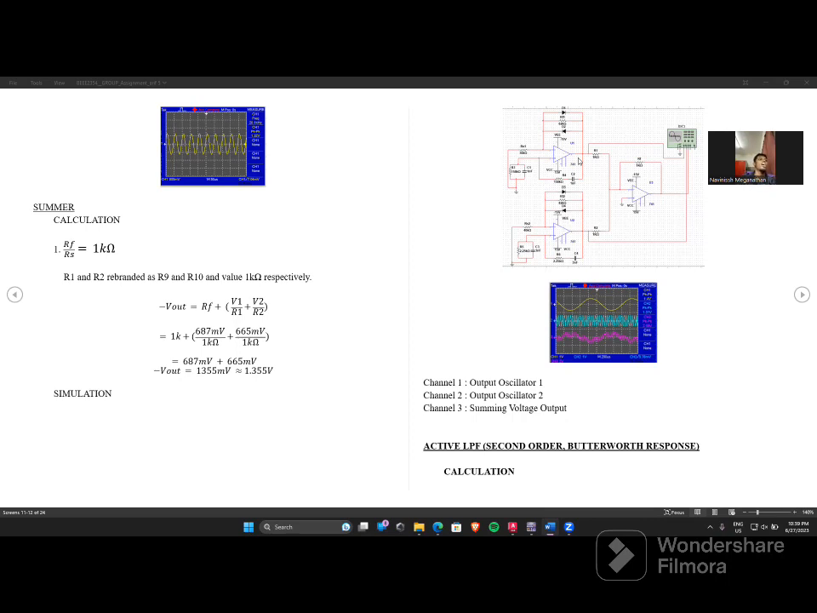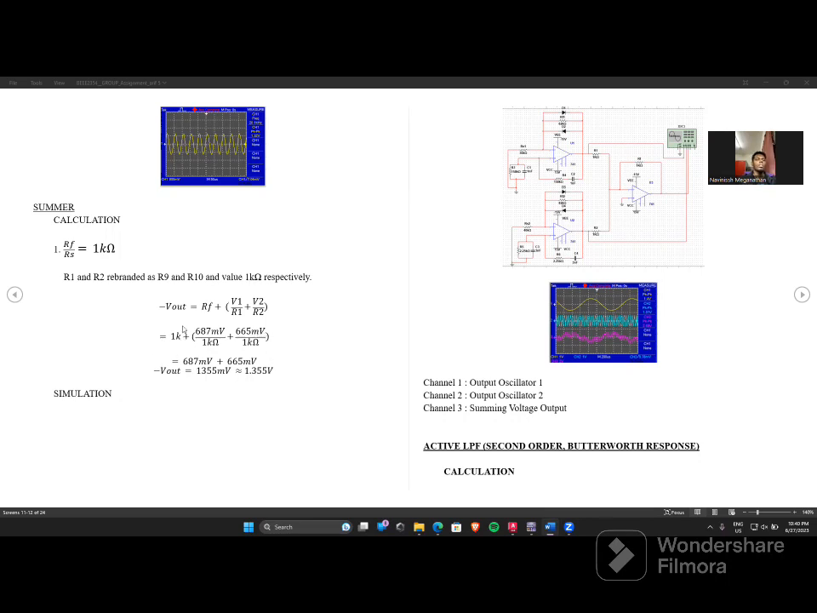First, RF over RS is equal to 1k ohm. R1 and R2 are represented as R9 and R10, and the value is 1k ohm respectively. The voltage output formula is RF times the bracket V1 over R1 plus V2 over R2. The RF value is 1k ohm, and R1 and R2 are the same. V1 is 687 millivolt and V2 is 665 millivolt.